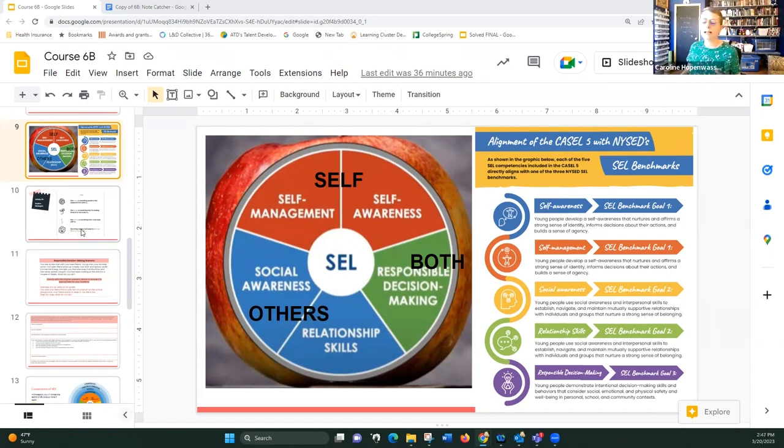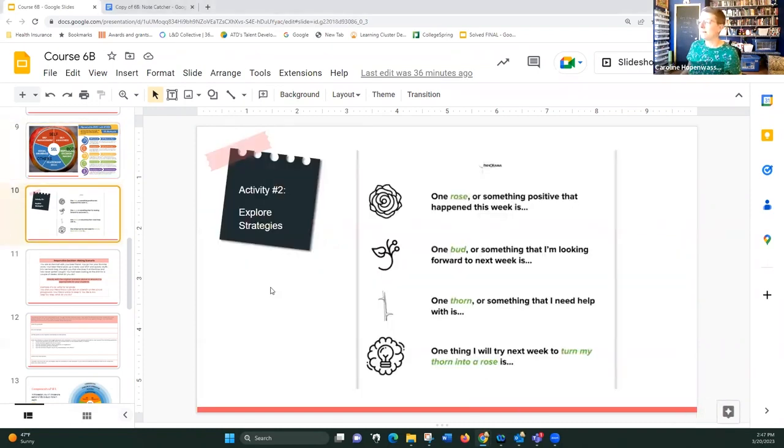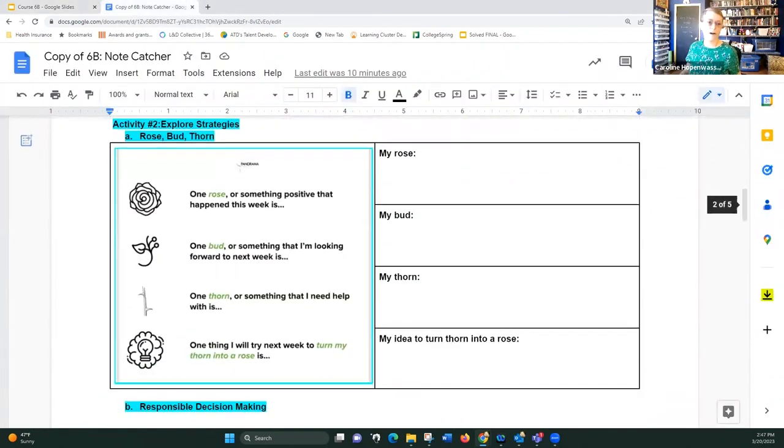So today our goal is we're going to engage in two practices, and then we're going to do an exploration on your own and share. But the first thing I want us to do is look at activity two, where we explore strategies. So if you have your note catcher and you are able to open it, you're going to see this activity. It's called Rosebud and Thorn, and it is a strategy for the self. I'm learning to manage my own thinking and feeling.